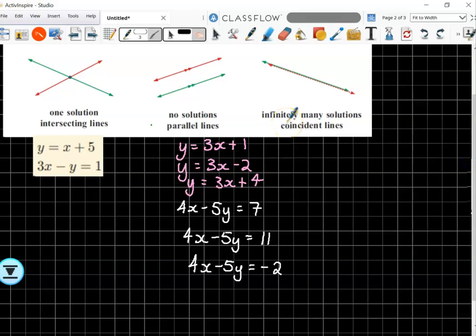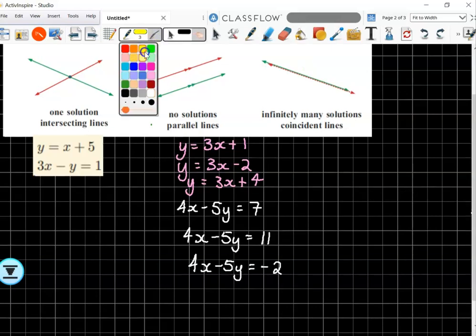Okay, infinitely many, and a new word for you, coincident lines. That's when you've got one line drawn on top of the other. Okay? And in that situation, you will have infinitely many, not just one and not none, but oodles and oodles. They meet here, they meet here, they meet here, and so on. Infinitely many. You probably wouldn't know, but this is an example of coincident lines.